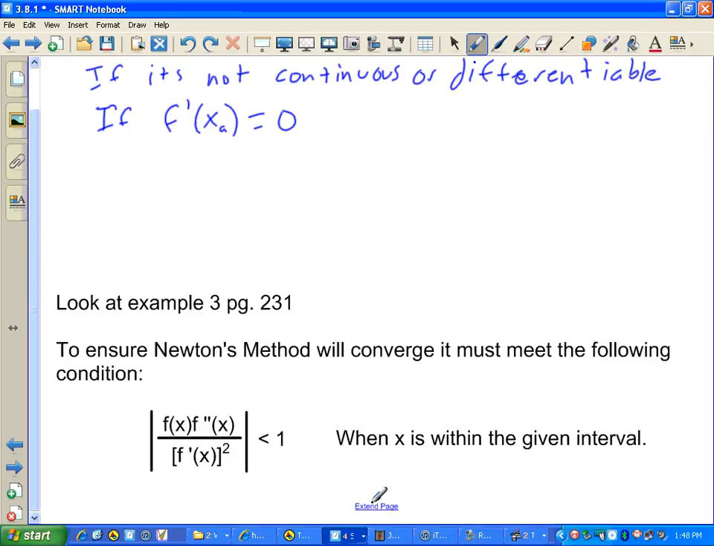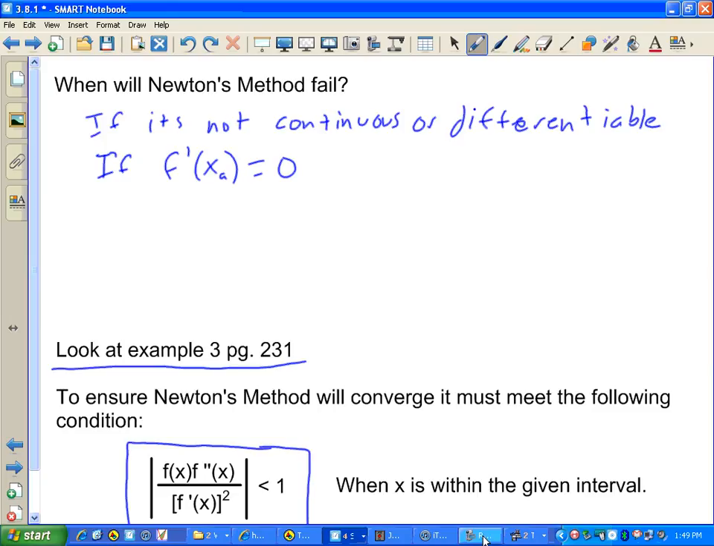There's a formula to make sure. If you want to see another example when it fails, there's one laid out in your book pretty well. Example 3 on page 231. But this is the formula that we use to ensure that it's going to work. When x is in the given interval that we're looking at, if you take the function times the second derivative divided by the first derivative squared, and that's less than 1, then that guarantees that Newton's method will converge, which means it'll eventually get to one number. It'll be working towards that one approximation. And that's everything for Newton's method.